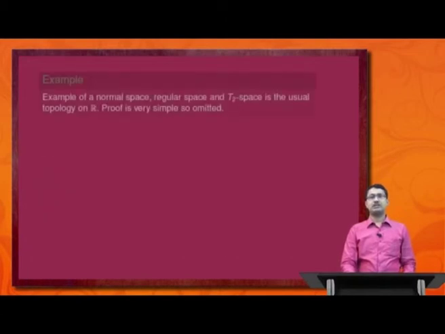Next, an example of a normal space, regular space and T2 space is the usual topology on R. Proof is very simple, so omitted. Next we introduce another theorem.